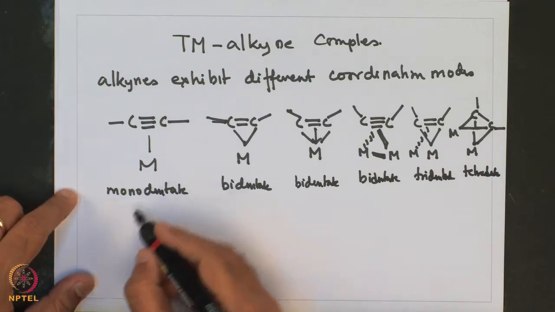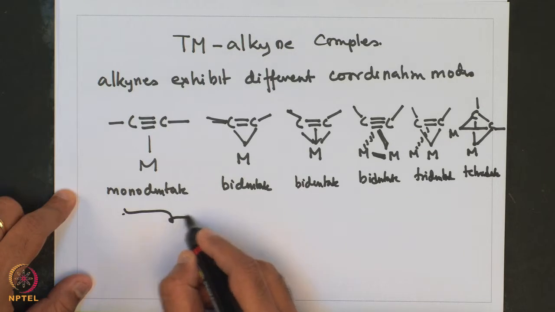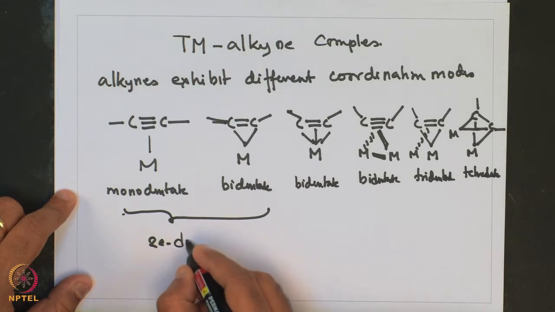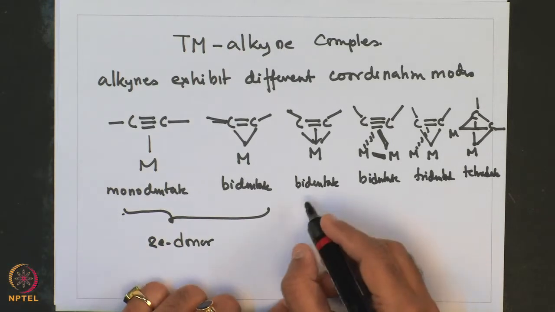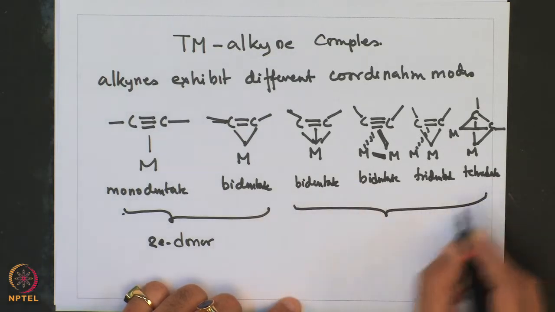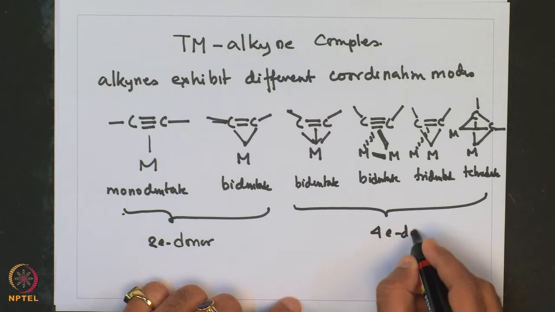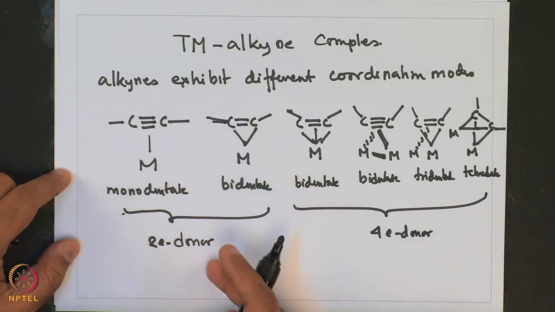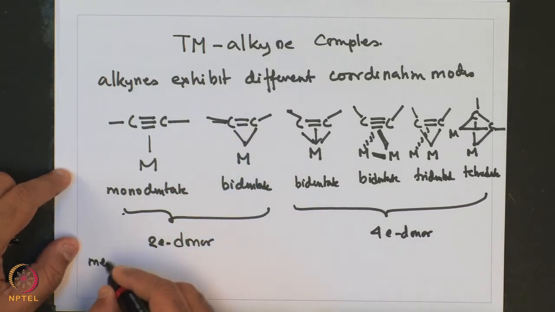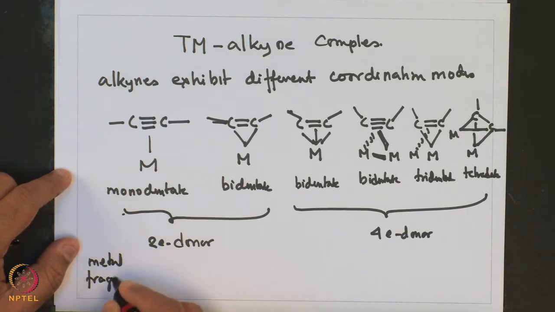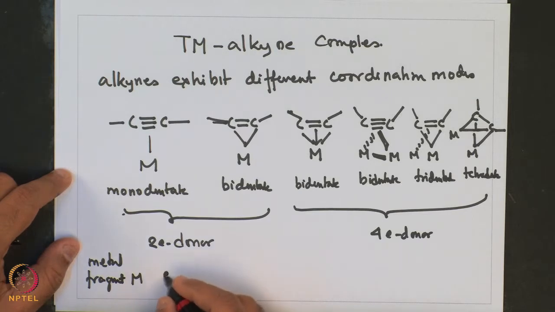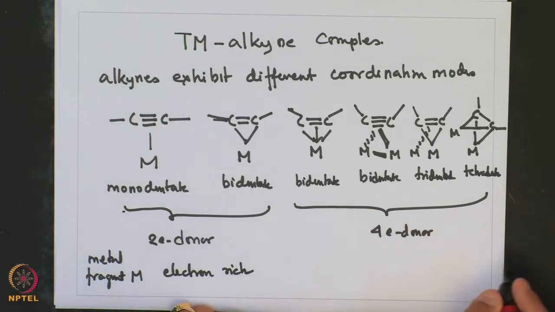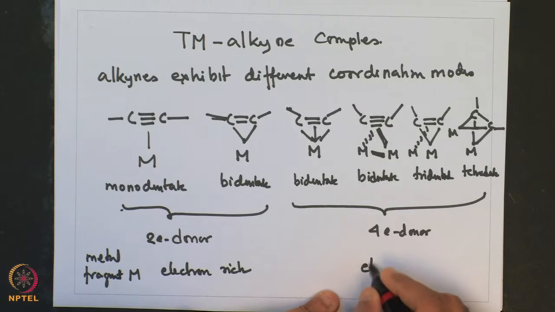Of which these two are simple 2 electron donors and these are 4 electron donors. When it binds as a 2 electron donor, the metal fragment M is electron rich, and when it binds as a 4 electron donor, the metal fragment is electron poor.